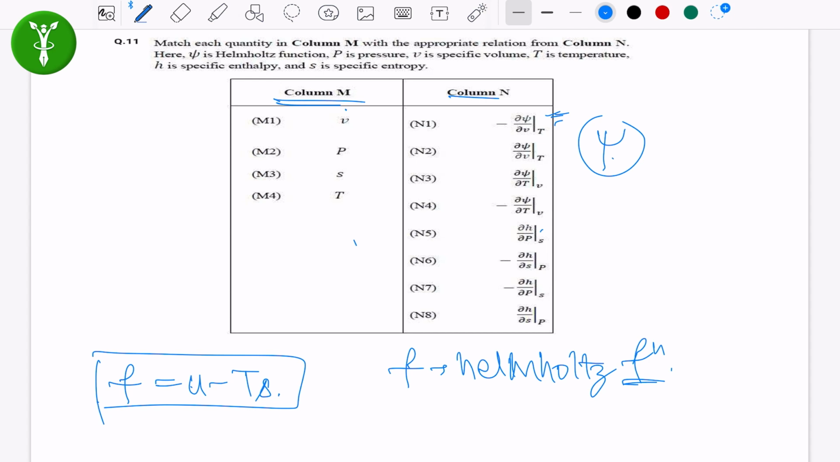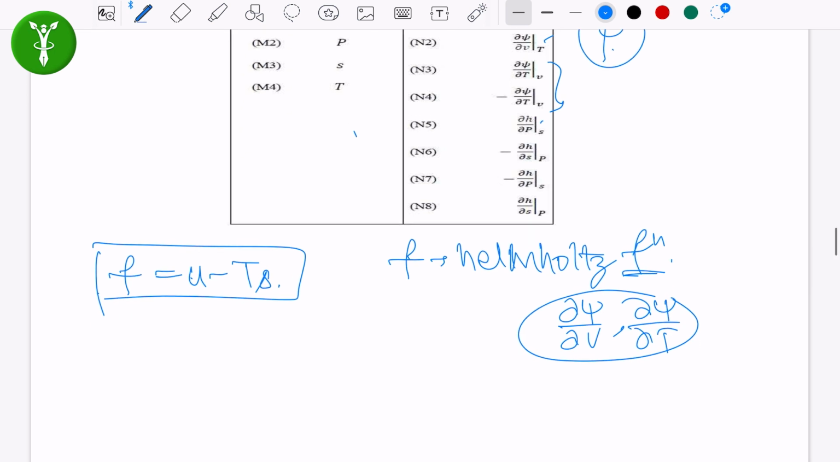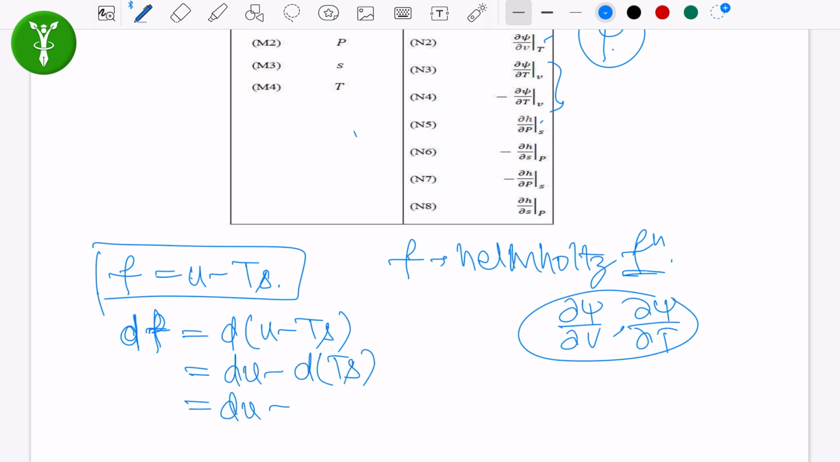Now let's see. Let's proceed and try to get to a result. I have to calculate del psi by del v as given and del psi by del t. That means del f by del v and del f by del t. So if I take this differentiation on both sides, d of u minus ts, what we'll get is d of u minus d of ts. Here we will use the product rule: T constant, differentiation of S entropy; S constant, differentiation of T.